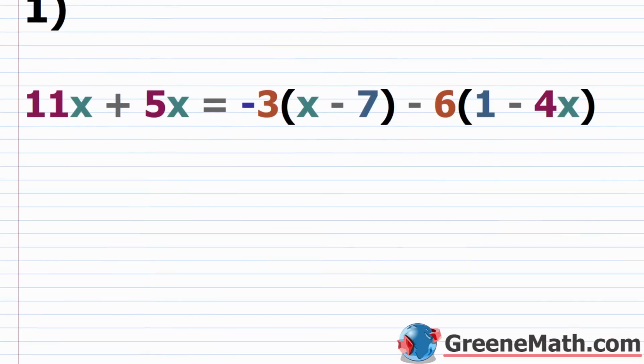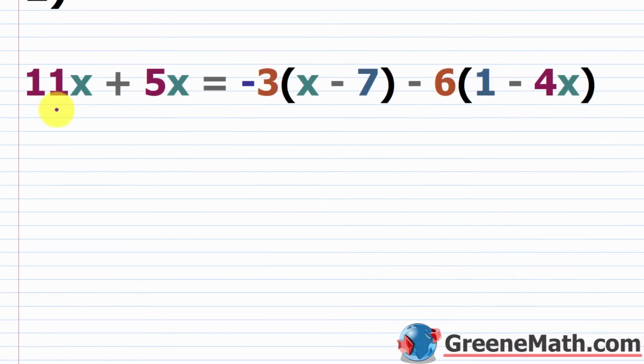So let me slide down here just a little bit. And if I look on my left-hand side, I see I have like terms. So 11x plus 5x, I'm just going to simplify that and make that into 16x. Okay, on the right-hand side, I can remove the parentheses in each case just using my distributive property. So -3 times x would be -3x. And then -3 times -7, I'll say that's plus 21.